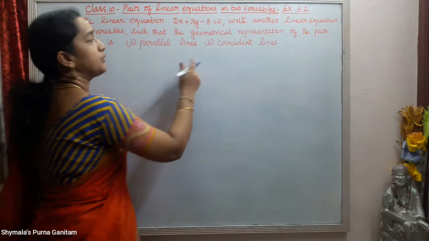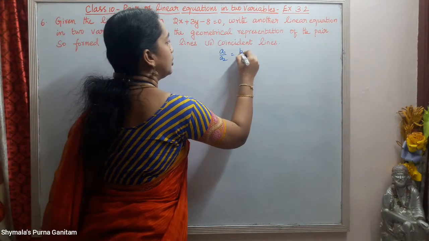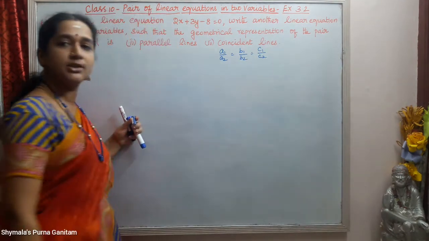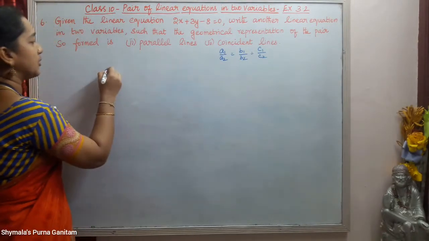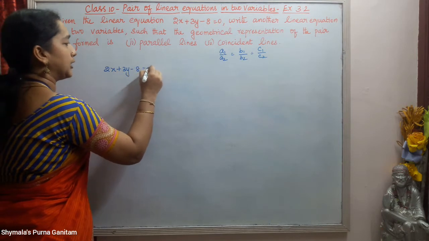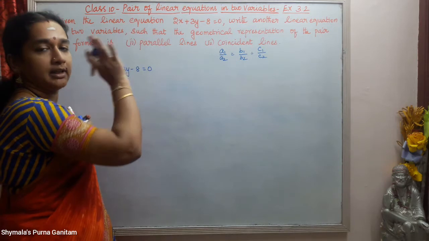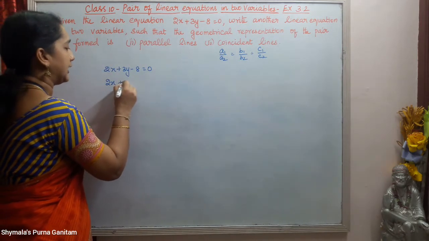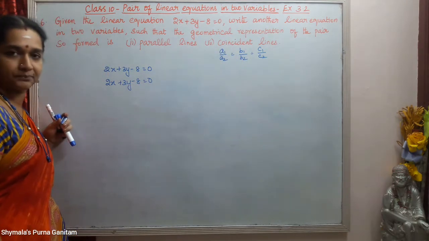So next, a sum with the condition for coincident lines. So what is the condition for the coincident line? A1 by A2 is equal to B1 by B2 is equal to C1 by C2. So this is the condition for coincident lines. What is the question given? 2x plus 3y minus 8 is equal to 0. So this is the given linear equation. If we take the same line again, it will satisfy the given condition.